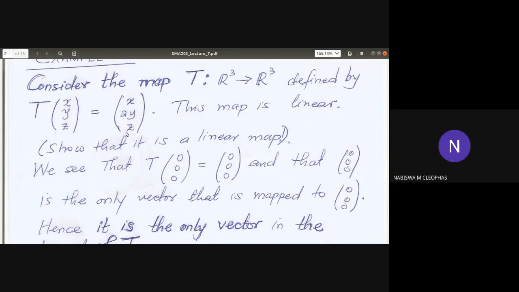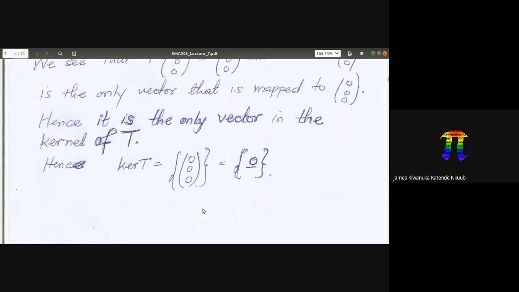Yes. So this is an example where the only vector that is in the kernel is the 0 vector, right? Because if any of these numbers is different from 0, then this will never be 0. So the only one that works is this one. Okay. So the kernel in this case consists of exactly one vector, which is the 0 vector.